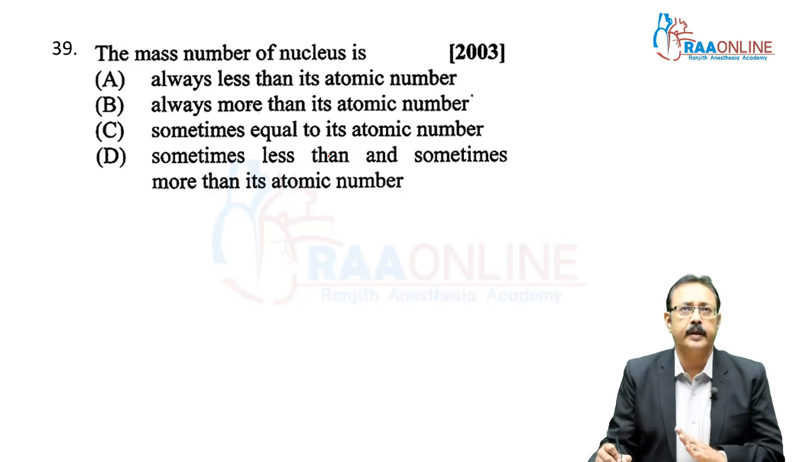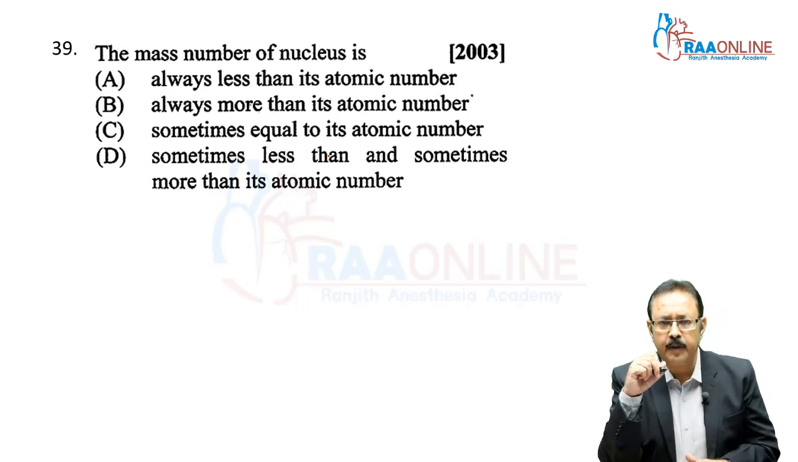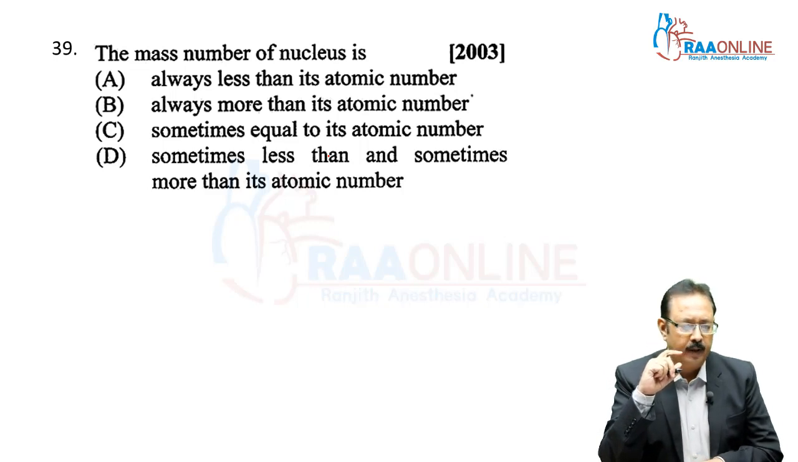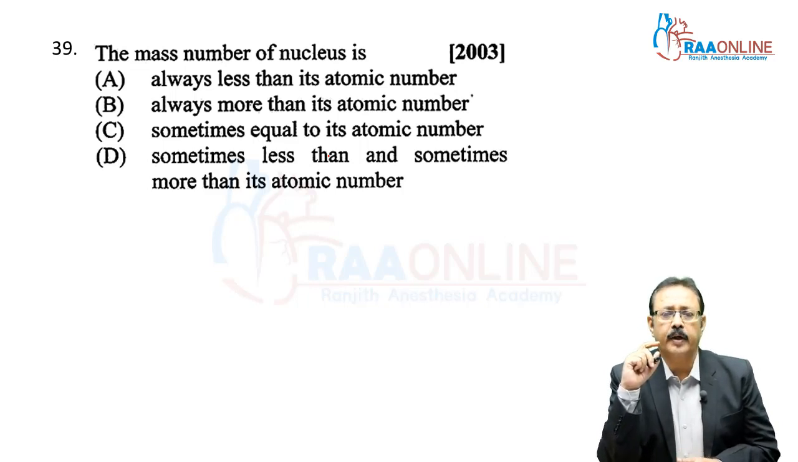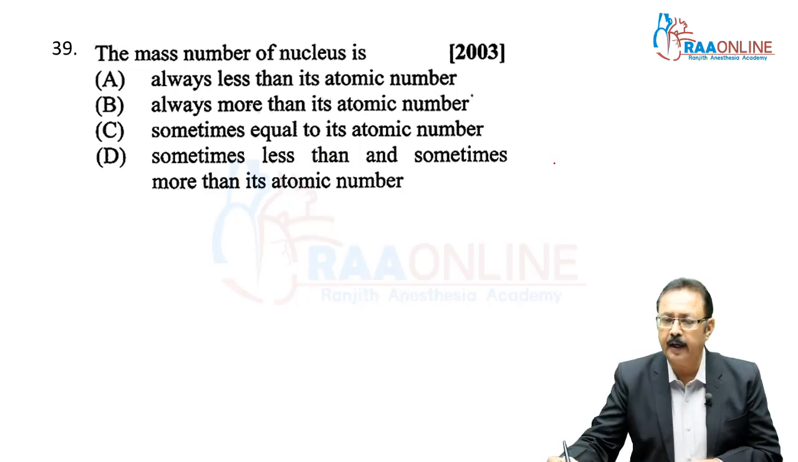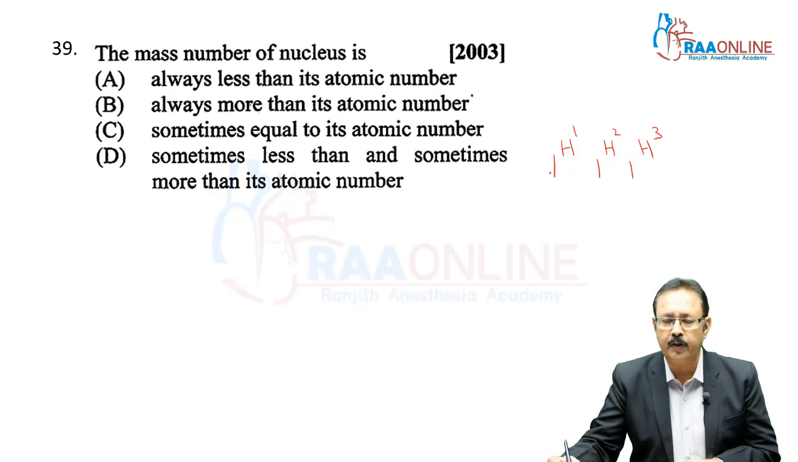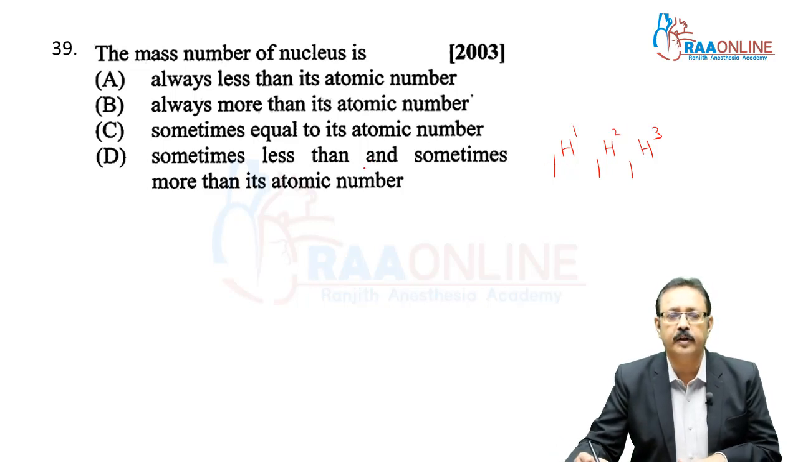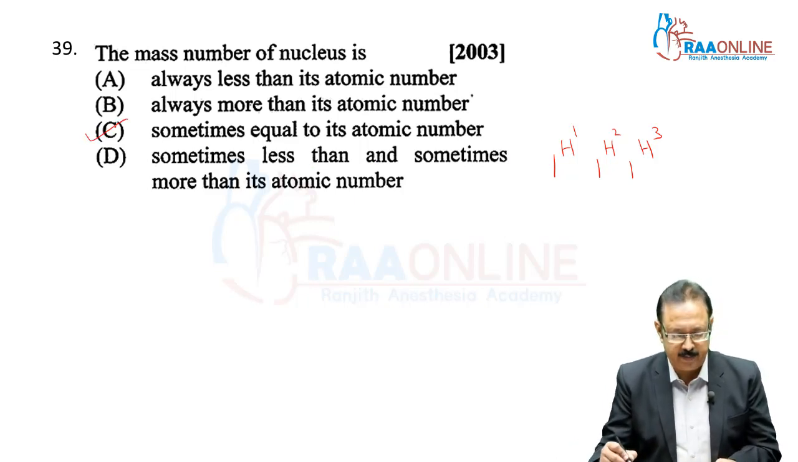Question 39, from 2003 AIPMT. The mass number of a nucleus is always less than its atomic number, always more than its atomic number, or sometimes equal to atomic number. See, I told you in the case of hydrogen, 3 isotopes are there: 1H1, 1H2, 1H3. Mass number can be equal or greater than this. So for the mass number of a nucleus, we cannot use the word always. It cannot be less. So we will go with option C.